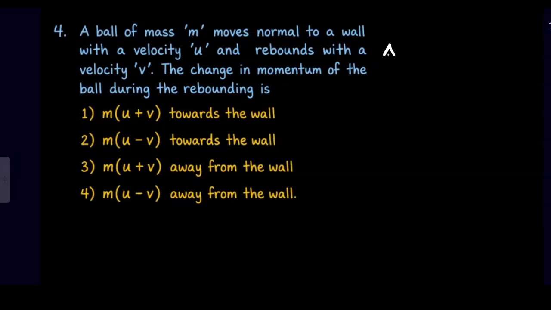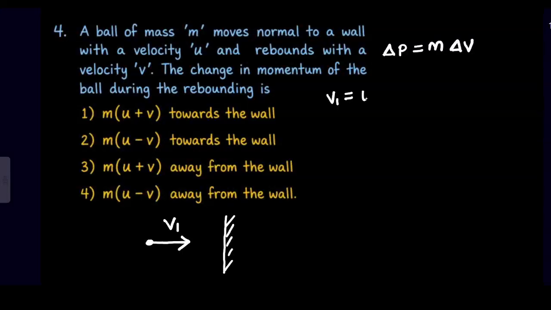Change in momentum is delta P. So that should be equal to what? M into delta V. What is V1, the initial velocity? You have to be careful here. Let us say this is the wall. Here is a ball, initially moving like this. If I call this the initial velocity V1, how much is it? U into I cap, taking the x direction.